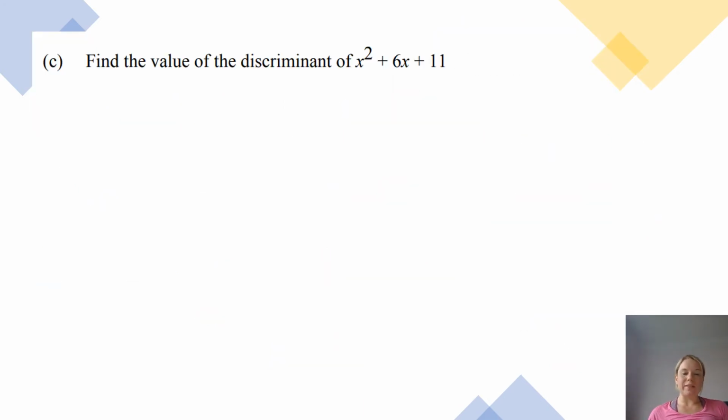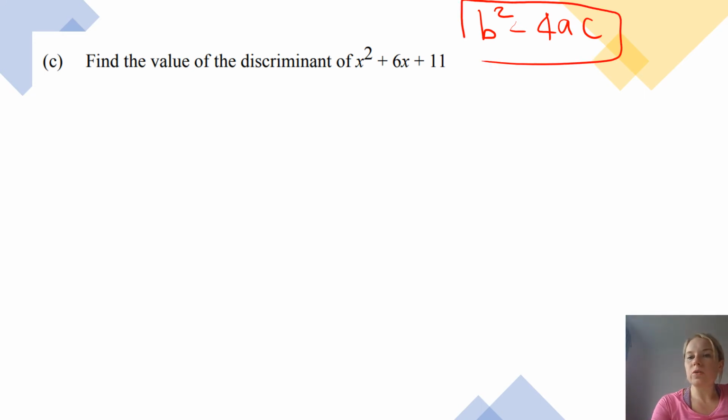Now here, this is why I wanted to show you the discriminant before the question. So find the value of the discriminant of x squared plus 6x plus 11. If you remember, the discriminant is b squared minus 4ac, and if you know the quadratic formula, it's just that part that goes under the root. So all we need to do is plug our numbers in. So we've got b, which is 6.